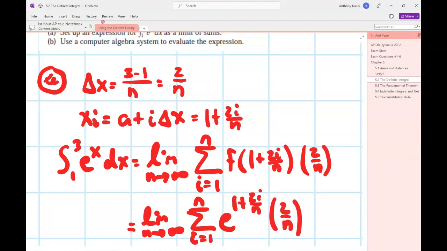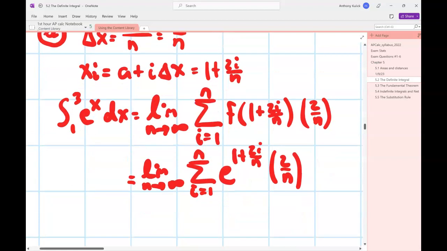And so I'd say that's probably our answer for part A. Is everybody okay with what we did there? We just basically plugged it into that formula that we had, where the integral is the limit of the sum of f of xi delta x. Okay.